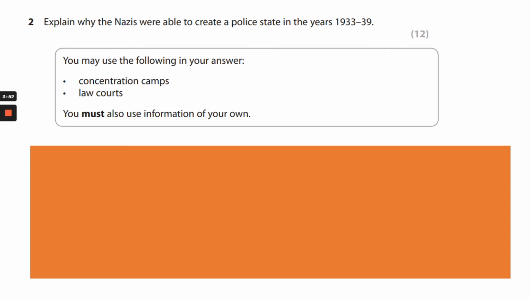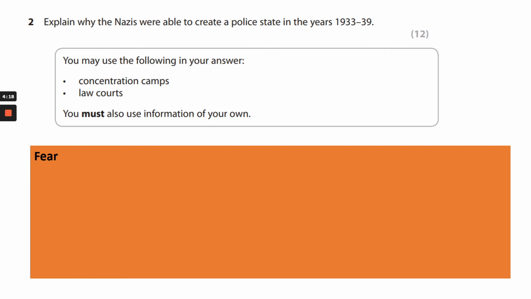I've got to also avoid being too distracted by the words in the box, because those are evidence which may or may not be useful. But first I've got to think for myself, or else I'm going to get stuck with rubbish answers really that are just me saying those words and adding a little bit of detail to that. So I don't want to do that. Instead, I want to think about the police state. I think about, okay, well, they were able to create a police state. Well, what is the police state?